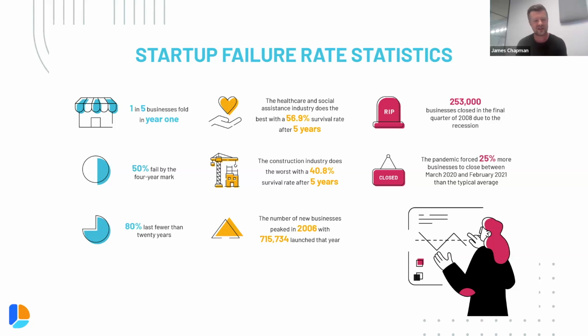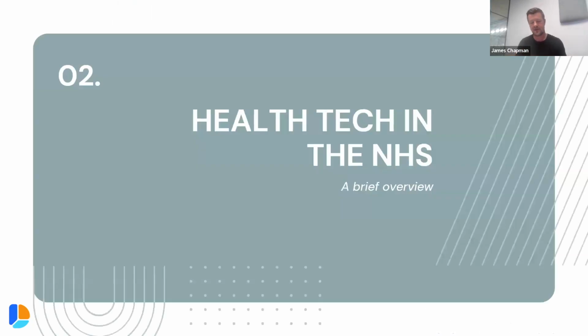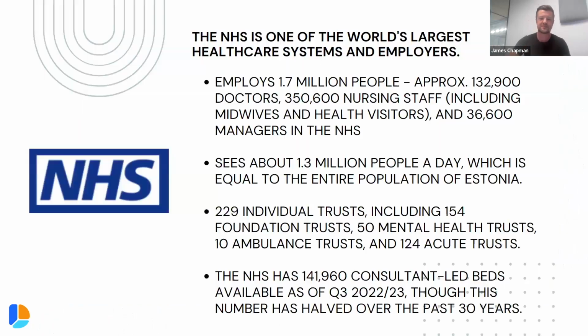Notice I didn't mention anything about the technology itself, and we'll come back to that later on. So there we go, a little recap of that. No need for the product in the first place. We built something that nobody was actually going to use. We run out of money. We couldn't get our model right. We couldn't access the market, and those legal and regulatory issues. So that's chapter 1 about health tech itself, and we're going to now move into the NHS and how health tech is playing an ever more important role across the NHS.